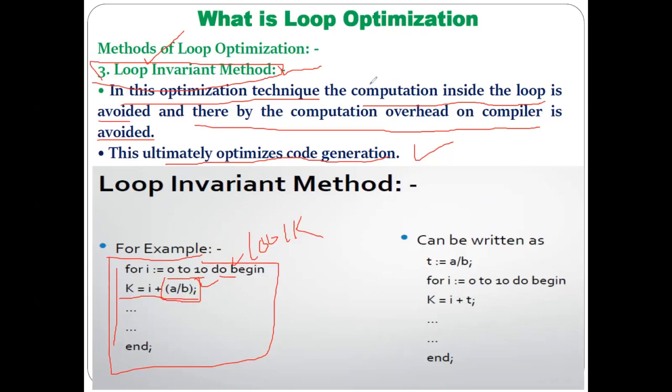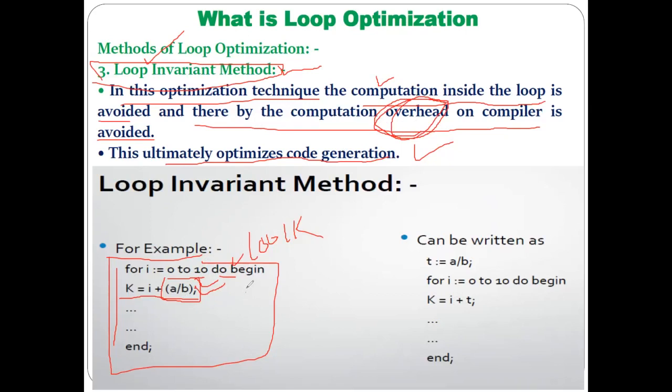In this optimization technique, the computation inside the loop is avoided, meaning the unnecessary computation inside the loop is avoided. And if you avoid this unnecessary computation inside the loop, the overhead on the compiler is reduced. Overhead in the sense, the extra, unnecessary burden on the compiler is getting reduced. Now, how can it be done?